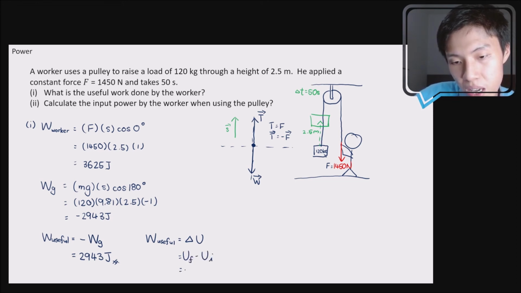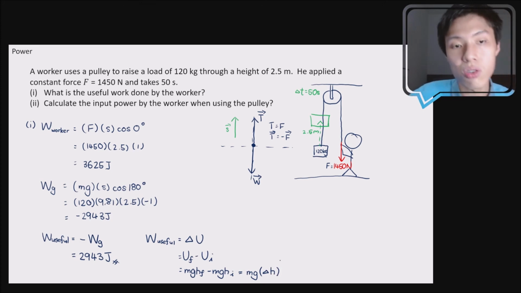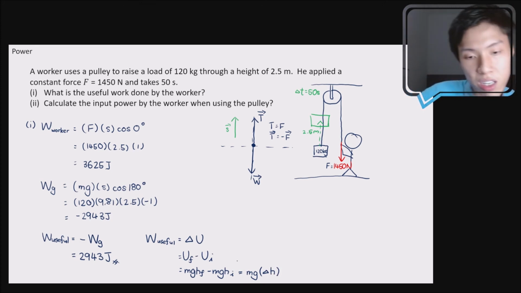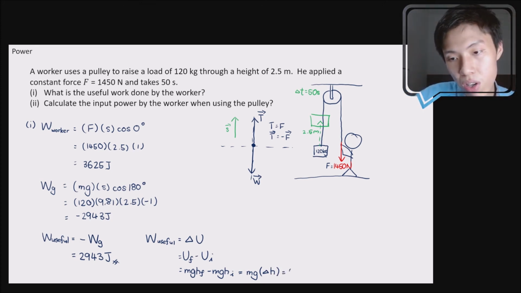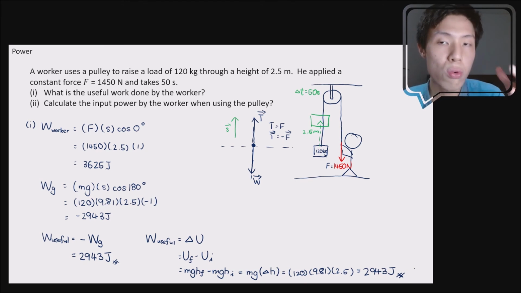So this will be mgh final minus mgh initial. You factorize out the mg, then what's inside here will be the change of height. Your change of height is 2.5 meters. So if you do your substitution, your mass is 120, your acceleration due to gravity is 9.81, and the change of height is 2.5, and you get the answer of 2943 joules. So this is also a method to determine the useful work done.